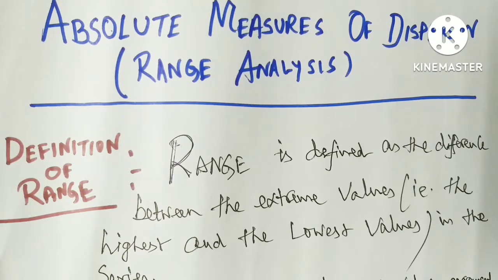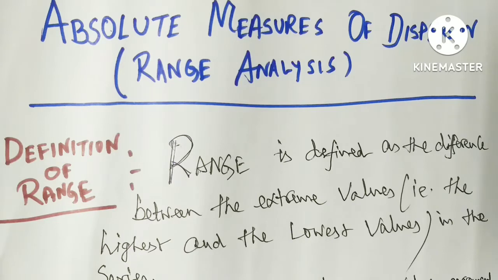In the last video, we discussed the general concept of measures of dispersion. And today we will discuss absolute measures of dispersion. The first part is absolute measures of dispersion and the second part is relative measures of dispersion. In the part of absolute measures of dispersion, the first one is range.